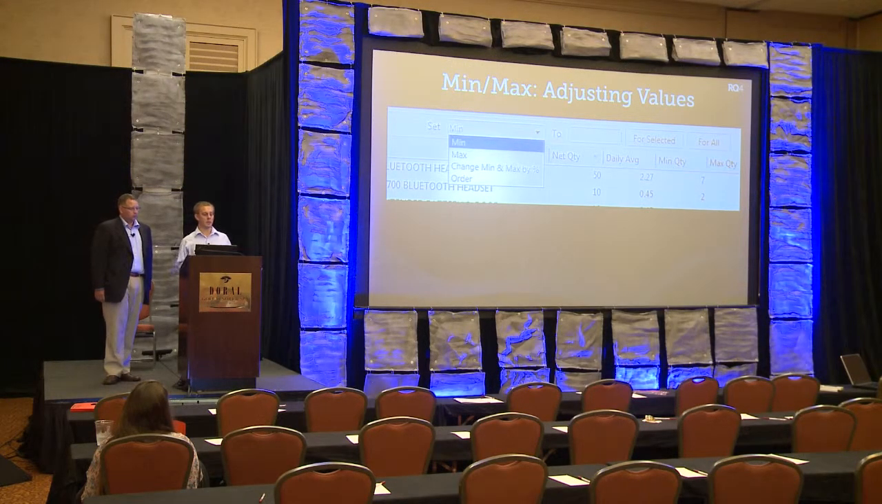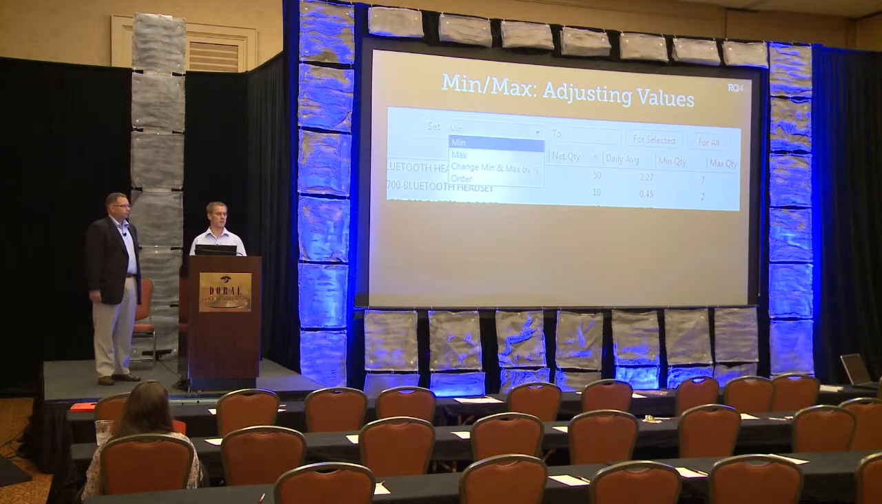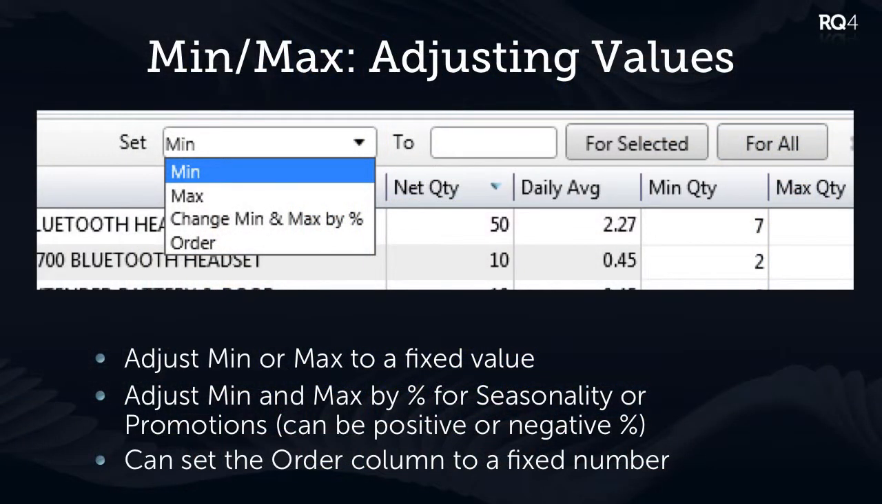Once you've run the report, you do have some manual options, and these are some things that some people don't know about. You can go in and set your minimum or your maximum to another fixed value. A lot of folks will also adjust percentage-wise for seasonality, holidays, downtimes.